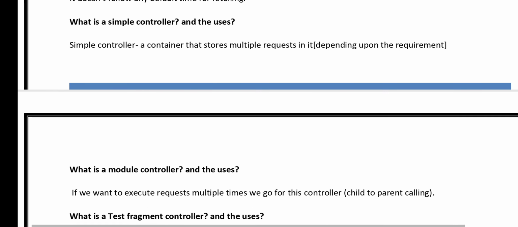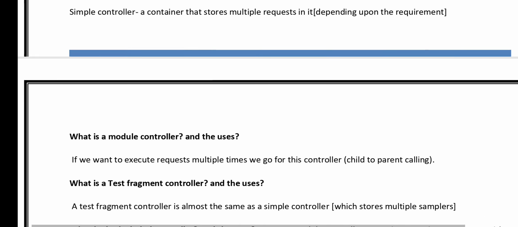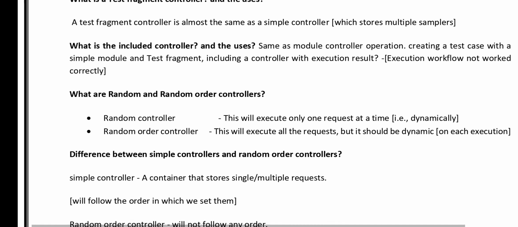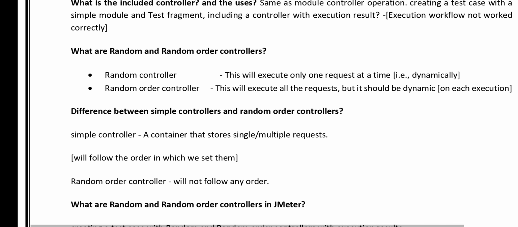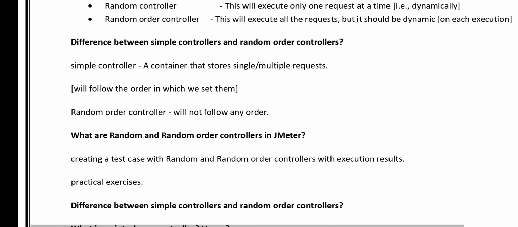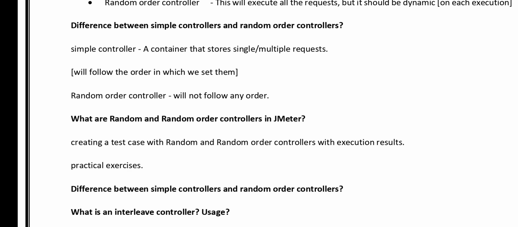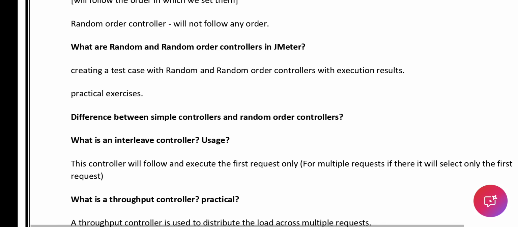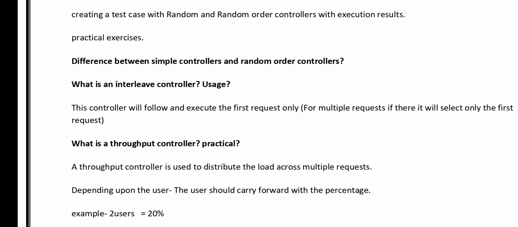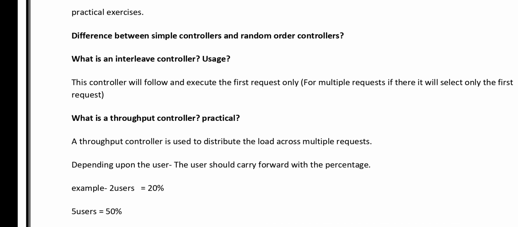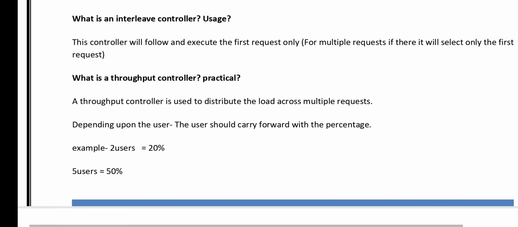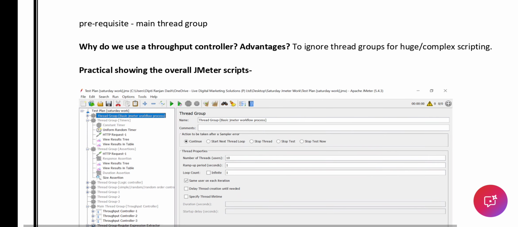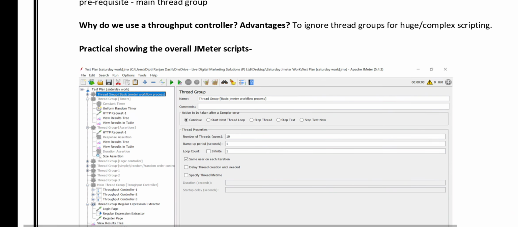and what is a simple controller and what is the use of it? What is a module controller? What is a test fragment controller? What is an include controller and its uses? What are random and random order controllers? What is the difference between simple controllers and random order controllers? What is an interleave controller and its usage? What is a throughput controller and its practical usage? Why do we use the throughput controller and what are its advantages?